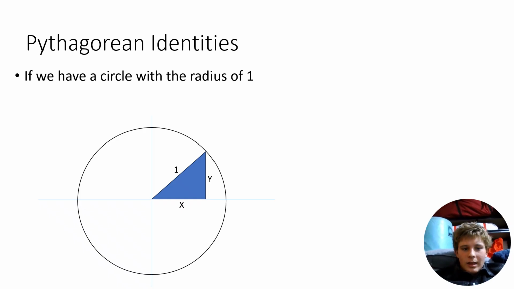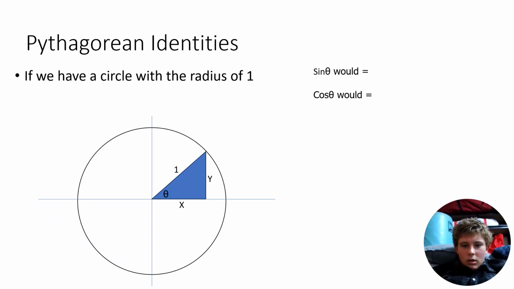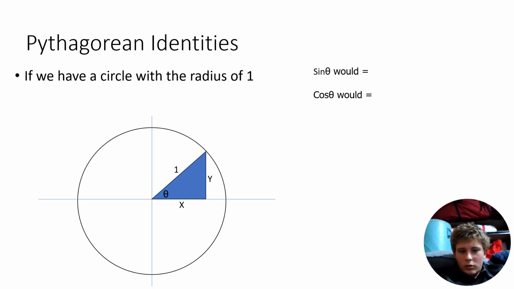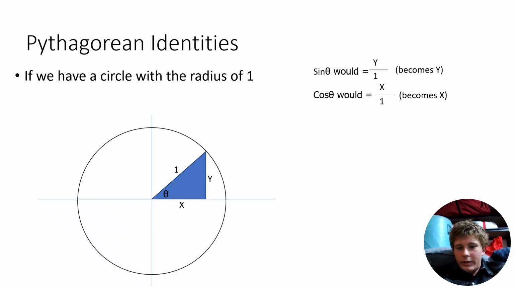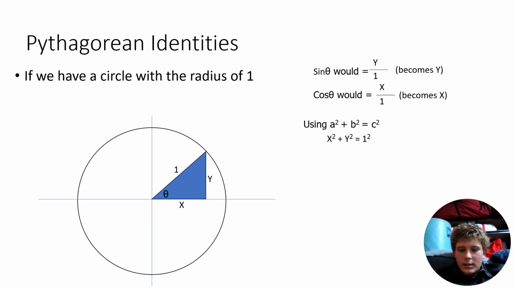Alright, so now we have our Pythagorean identities. If we have a circle with the radius of 1, the unit circle, then we've got the grid in the middle, and we've got the little triangle with sides 1, y, and x. So we've got theta. Sine theta would equal y on 1, and cos would equal x on 1, and they simplify down to y and x because anything on 1 is just going to be itself.